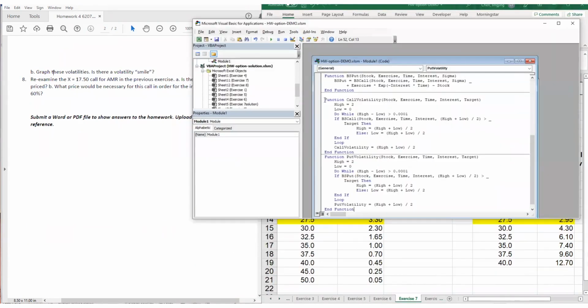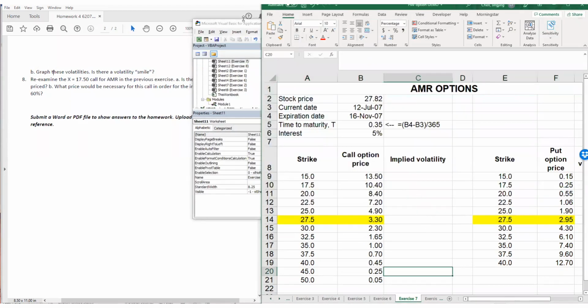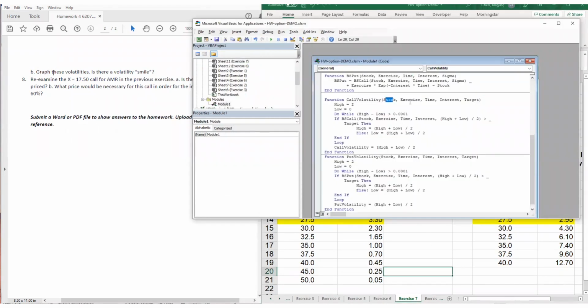Copy the code for the user-defined function for calculating implied volatility for call and also for put. The first elements you want to input are stock price, then exercise price, time, interest rate, and also the target. Target here is the market price of the call. So we're going to set the Black-Scholes price equal to the market price of the call, and then back out the implied volatility, the sigma that we'll use in the Black-Scholes model.